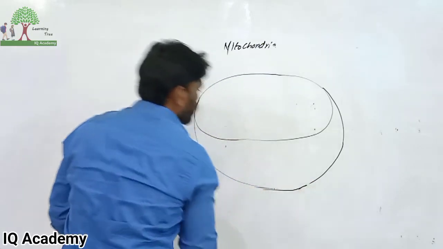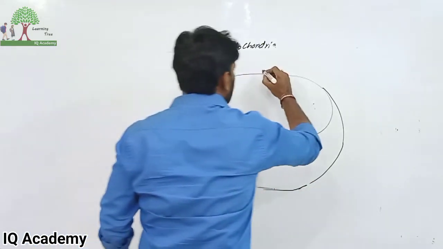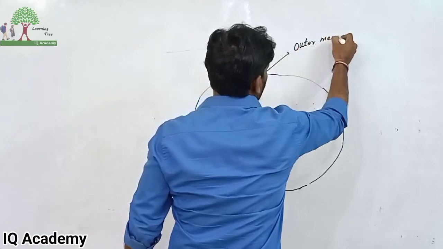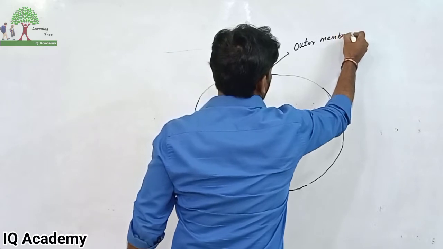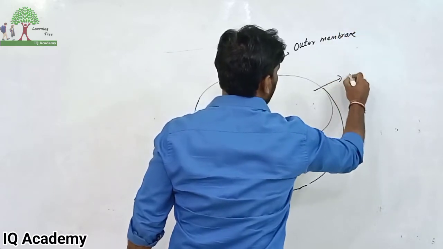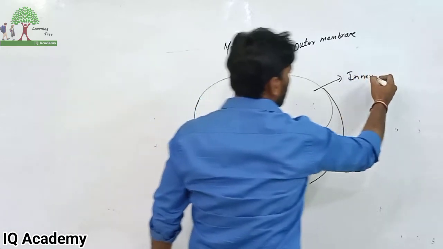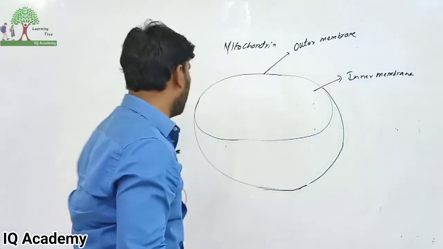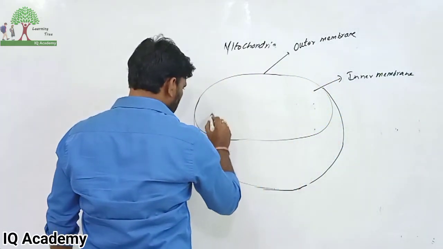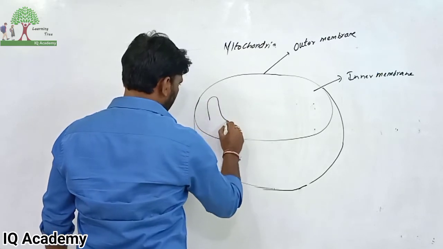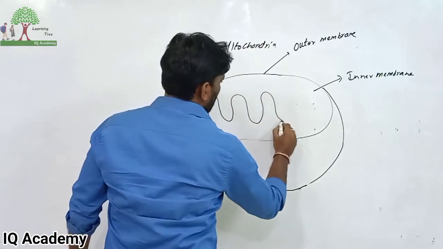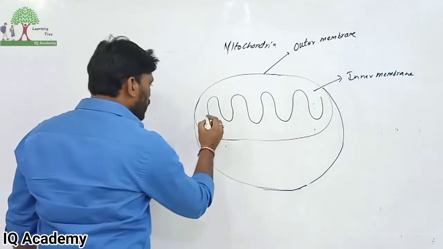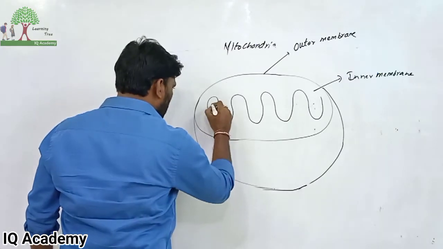This is the structure of mitochondria. It consists of an outer membrane and an inner membrane, a double membrane. And the inner membrane consists of finger-like projections, like this, present in the inner membrane.